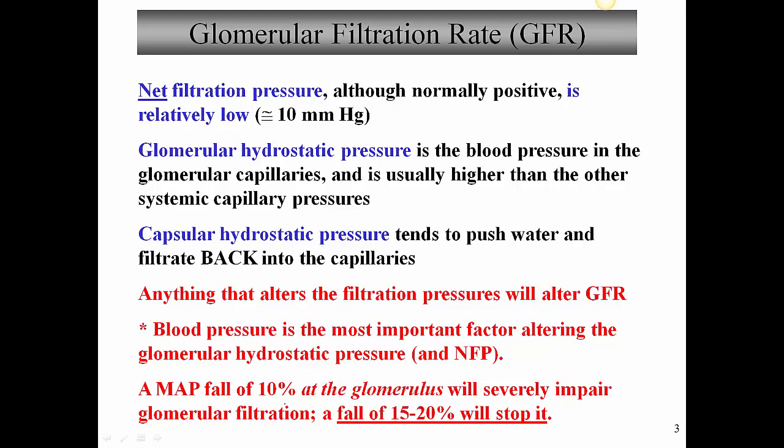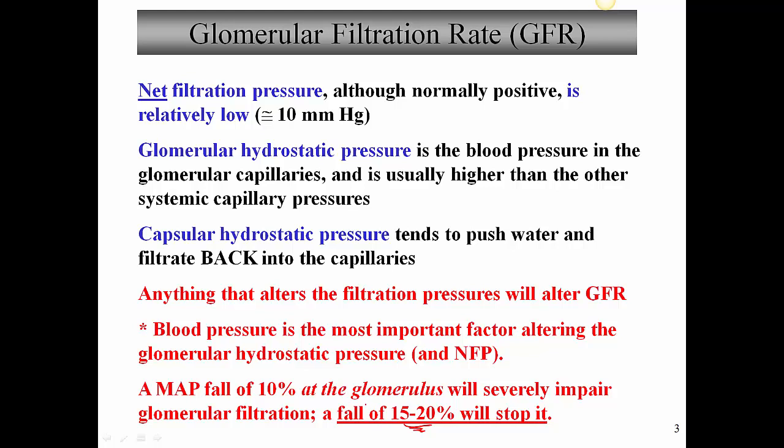What does this mean? Well, think about the normal pressures at the glomerulus. That pressure of 60 millimeters of mercury, if we were to take a 10% drop in that, that would reduce that to about 54 millimeters of mercury. So it would reduce that hydrostatic pressure by 6 millimeters of mercury. That would reduce the net filtration pressure by 6 millimeters of mercury as well. And now we'd have a net filtration pressure of only 4 millimeters of mercury, tending to push fluid out. You can imagine then that if we had a fall of 15 to 20% of the glomerular hydrostatic pressure, this would certainly stop any filtration. In fact, it would cause fluid to move back into the glomeruli of the kidney.